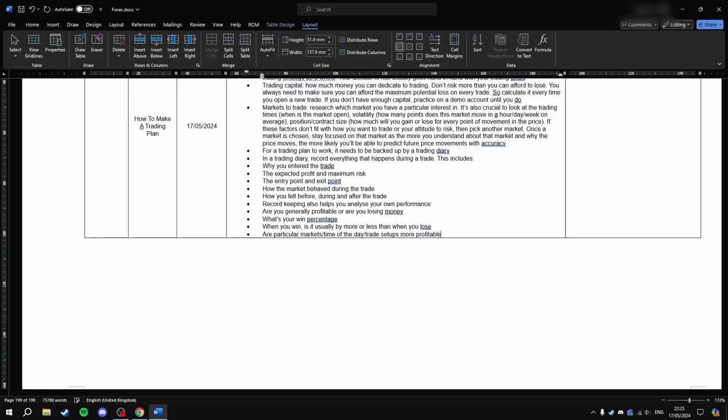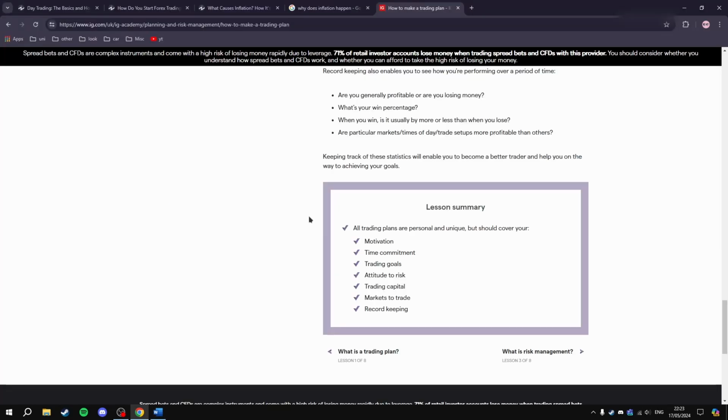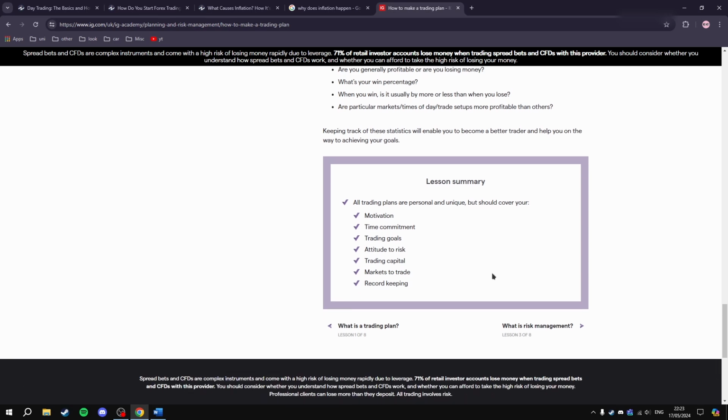Keeping track of these statistics will enable you to become a better trader and help you on the way to achieve your goals. So, lesson summary. All trading plans are personal and unique, but should cover your motivation, time commitment, trading goals, attitude to risk, trading capital, markets to trade, and record keeping.